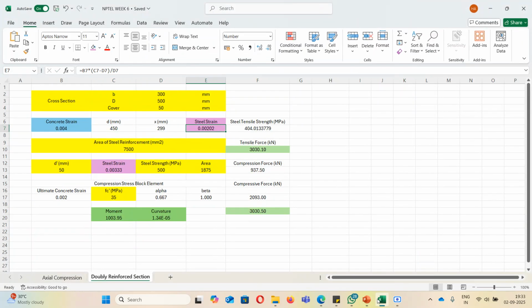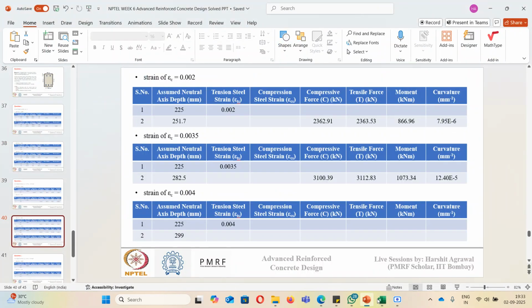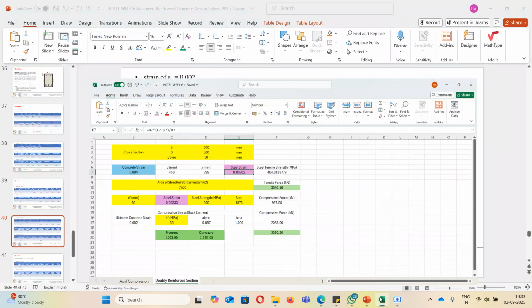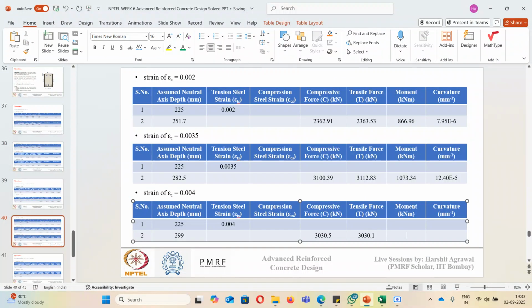Okay, now at the final point at 0.004, when the neutral axis depth is 299, you will see the equilibrium will be reached. The compression force is 3030.5, and the tension force will be 3030.1. Total moment capacity is 1003.95, and the curvature is 13.4 into 10 to the power minus 6.